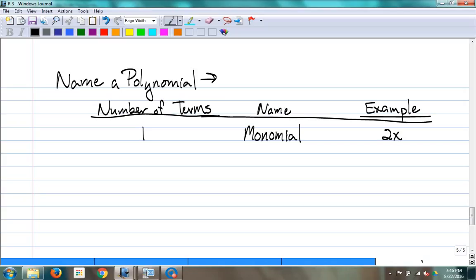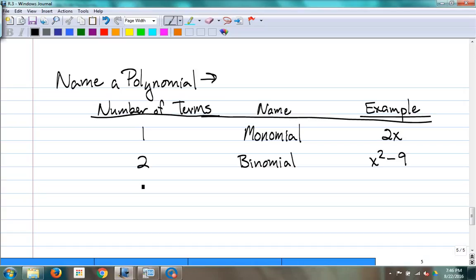Okay? All right, so if it's got 2 terms, what would be the prefix for 2? Binomial. A bicycle has 2 tires. A binomial has 2 terms, separated by addition or subtraction, so x squared minus 9 would be a good example of a binomial. What's the degree of that binomial? 2. Exponent on the variables, 2. So the degree of the first term is 2. The degree of the second term is 0, so the degree is 2, the biggest one.